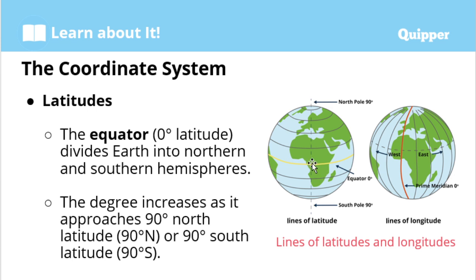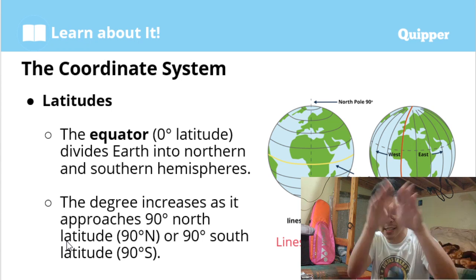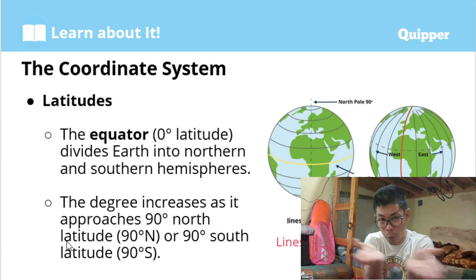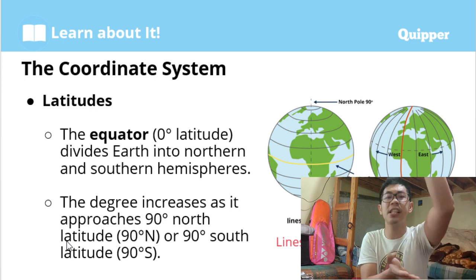Malalaman natin kung sino po yung nasa taas, papunta sa taas, and sino pa yung papunta sa baba. So the latitude divides the globe. So sa equator po nasa gitna. I-divide niya yung sinong nasa taas and sino yung nasa baba.